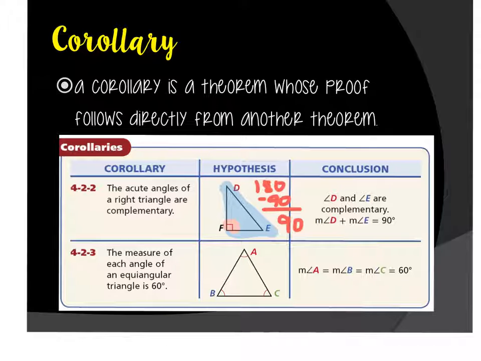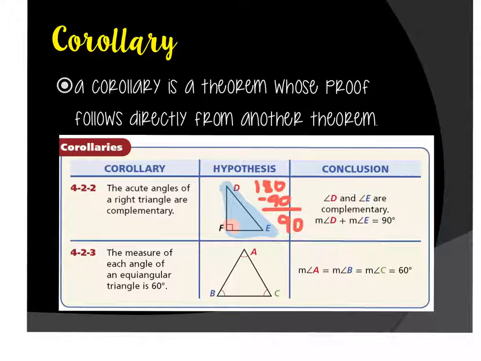So you just proved that theorem based on what you already knew. You knew that all three angles in a triangle add up to 180. You knew that in a right triangle, one of them is a right angle. So if I subtracted that 90 degrees, the other two have to add up to 90 degrees. And two angles that add up to 90 degrees are called complementary. So that's all this corollary says. The acute angles of a right triangle are complementary.